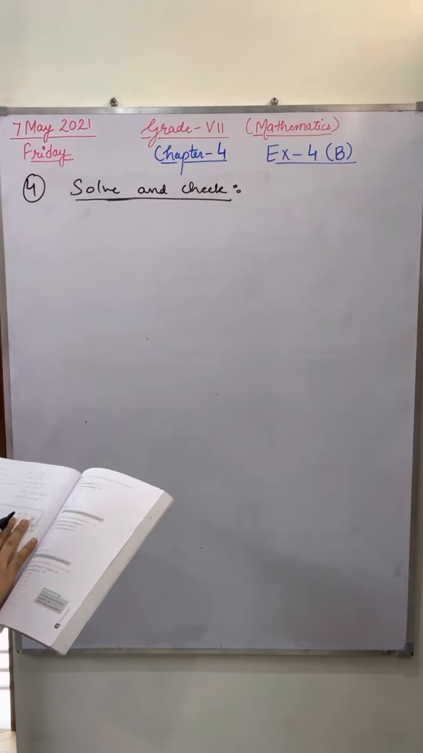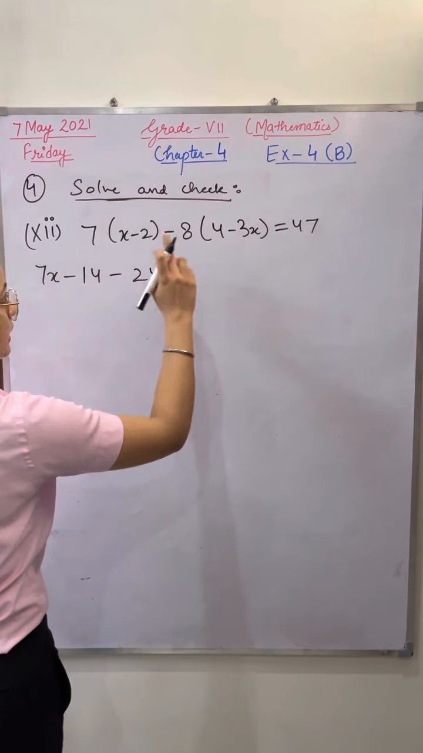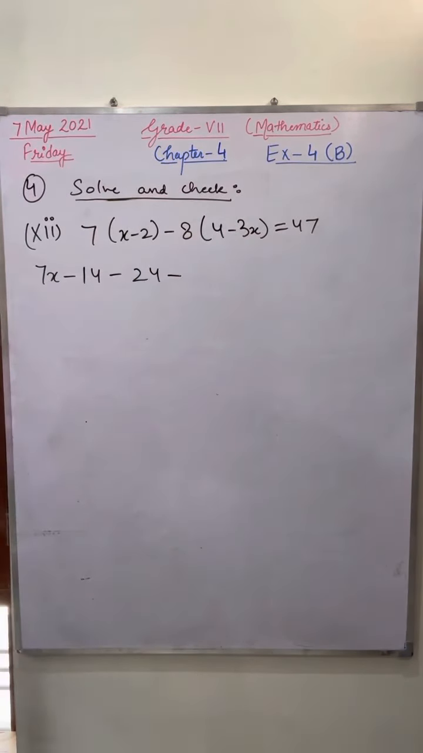7 multiplied by x minus 2 minus 8 multiplied by 4 minus 3x is equals to 47. First of all I am going to open the bracket. 7 into x, 7x. 7 into 2, 14. Minus 8 4s are 32. Minus 8 into minus 3x is minus 24x, and minus minus will become plus 24x, is equals to 47. I have just opened the bracket, that's it.